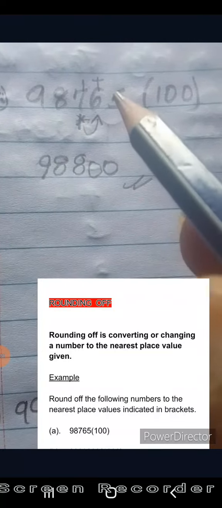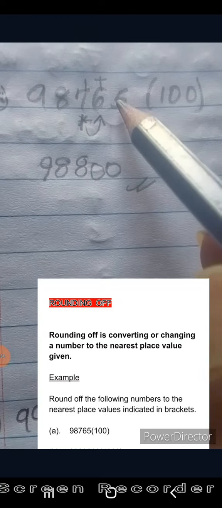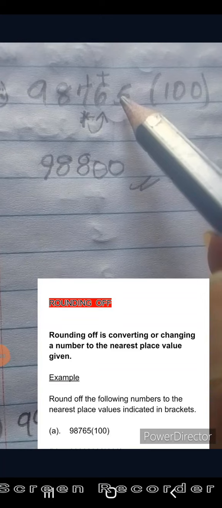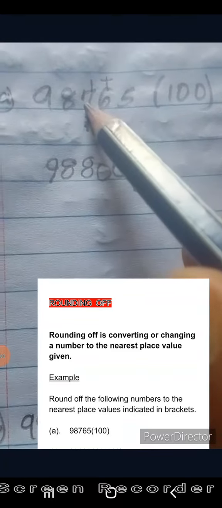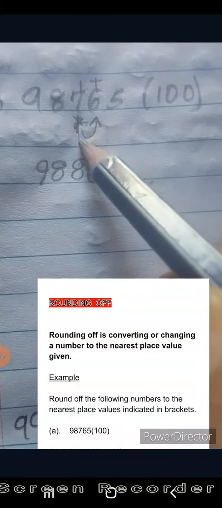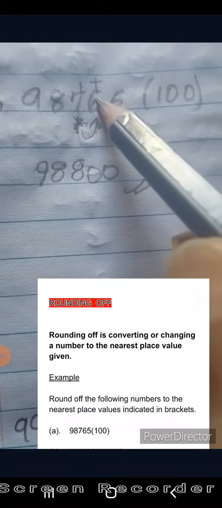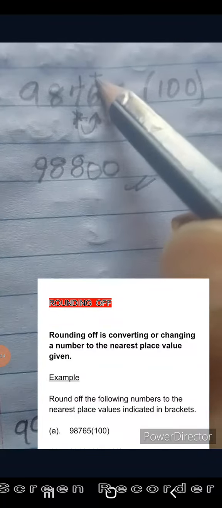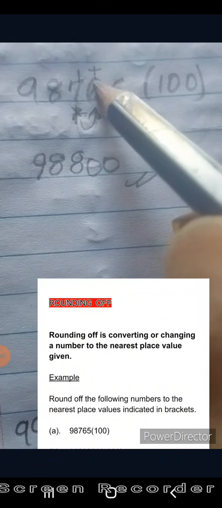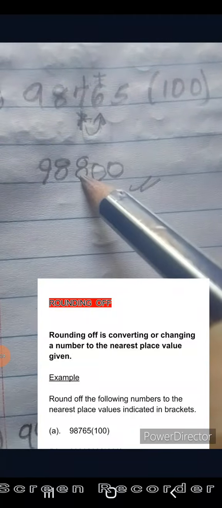You are given to round off to the nearest hundreds. So you check the place value of 100, the number lying on the 100th place value. That is ones, tens, hundreds: 7. Under 7, just put a star. Then check the next digit, put an arrow like this. When the next digit is more than 4, you add 1. But if it is less than 4, you don't add. In this case, 6 is more than 4. You add 1 to 7, it becomes 8.